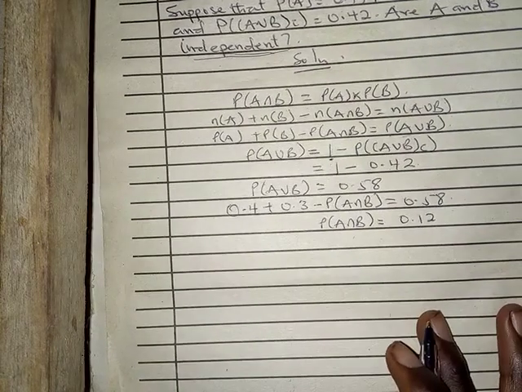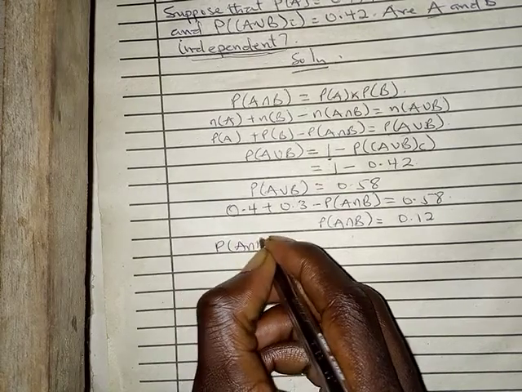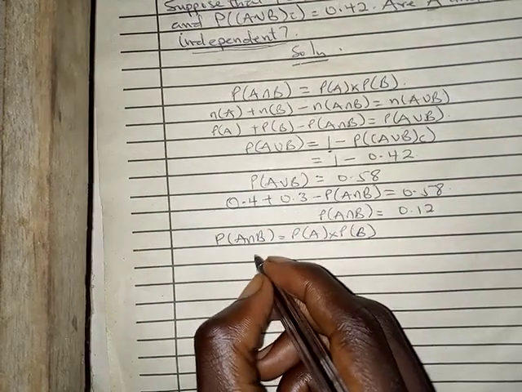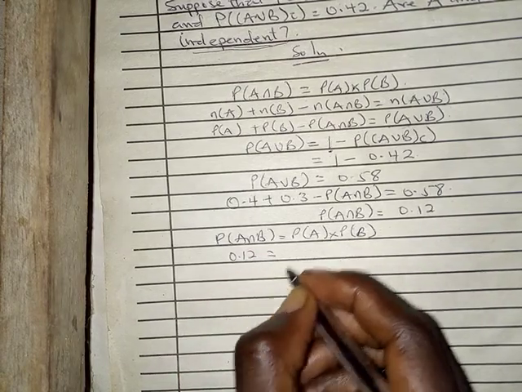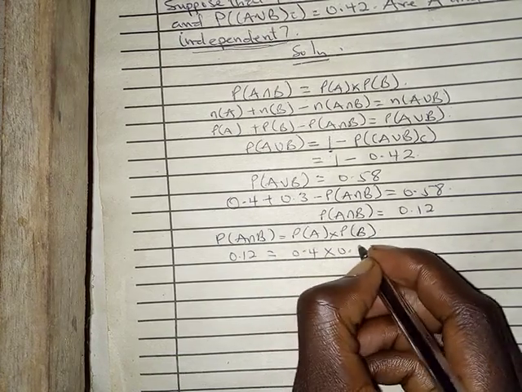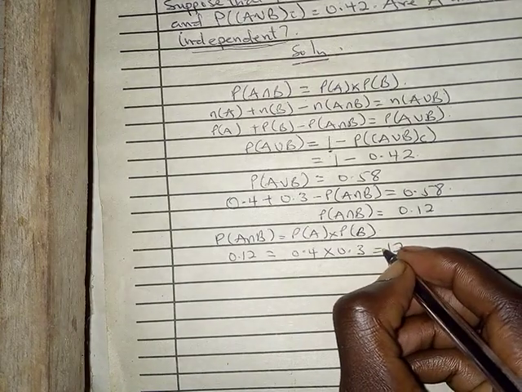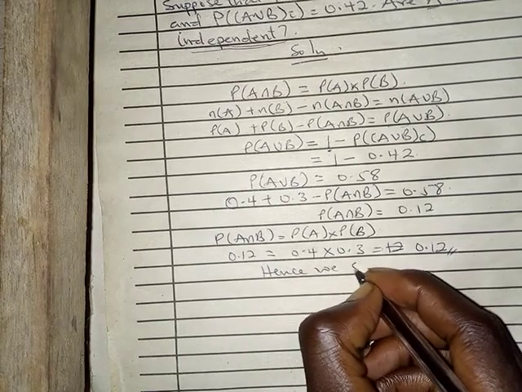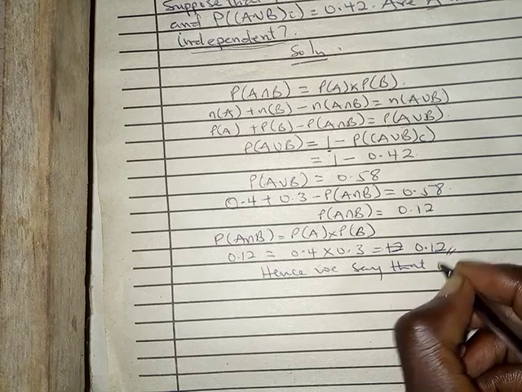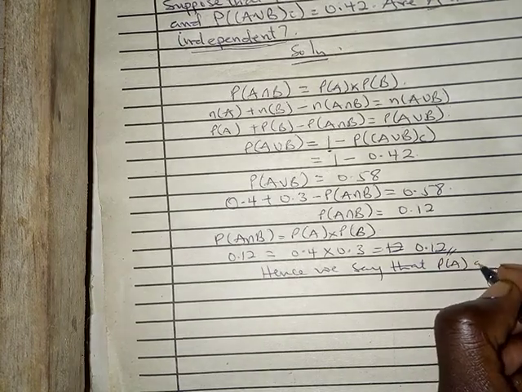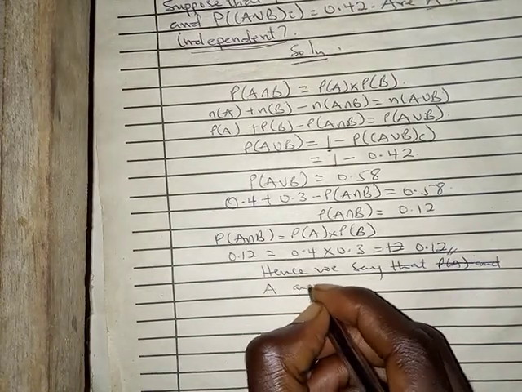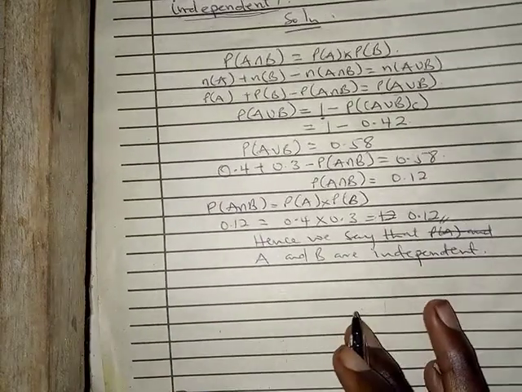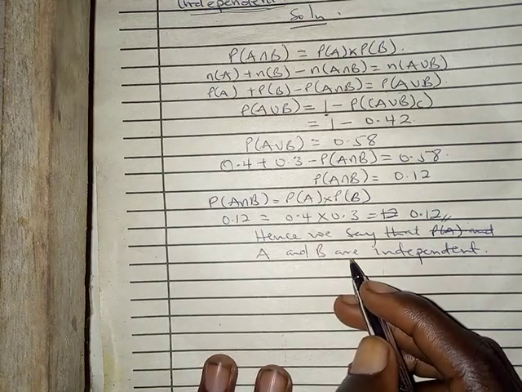Alright, so we now show that P of A intersection B is equal to P of what? The probability of A times the probability of what? B. And we know that this is 0.12, which is equal to 0.4 times 0.3, and it is also 0.12. Hence we say that A and B are what? Independent. They are independent events. Alright, so that gives the solution for this particular question.